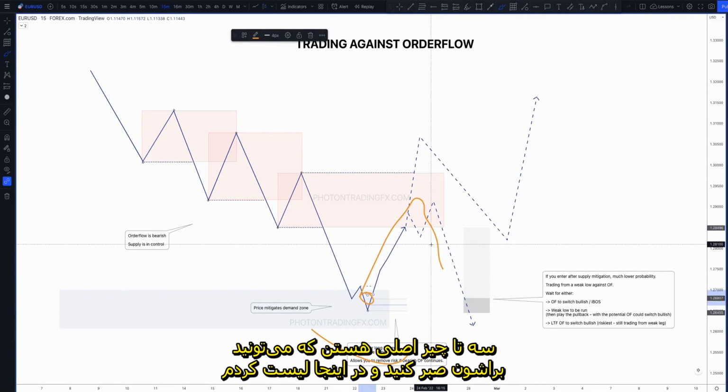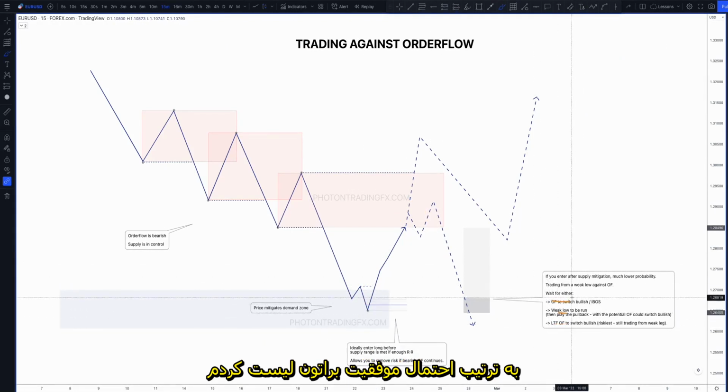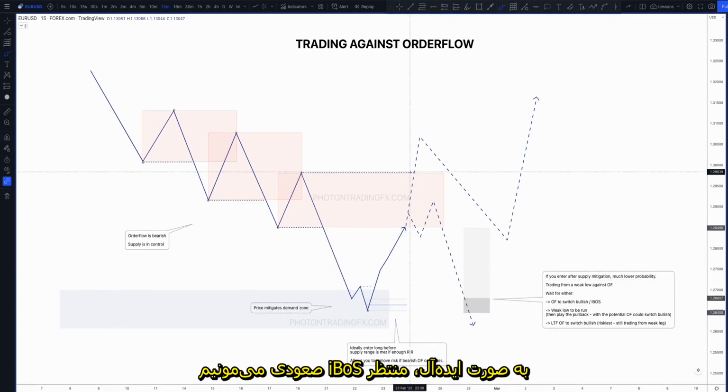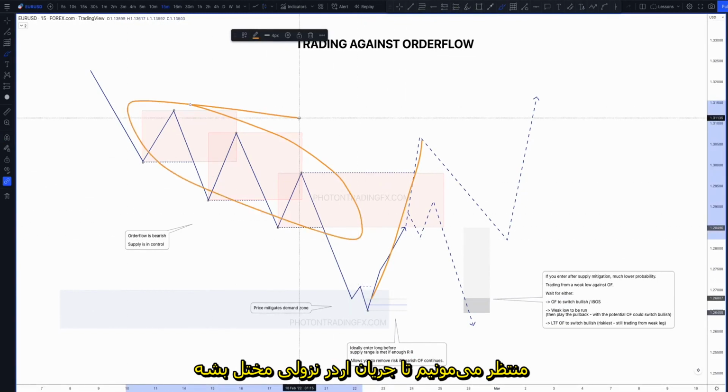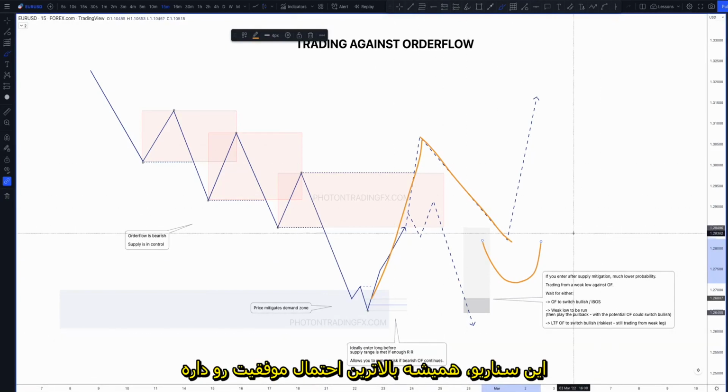So there are three main things you can wait for, and I've listed them here, 1, 2, 3, in order of, I guess, probability as well, right? So the highest probable one is we just sit on our hands and we wait. And ideally what we wait for is that bullish IBOS, we wait for the bearish order flow to be disrupted, so then we are buying with the internal structure aligned with the swing structure. That's always going to be the highest probable thing.